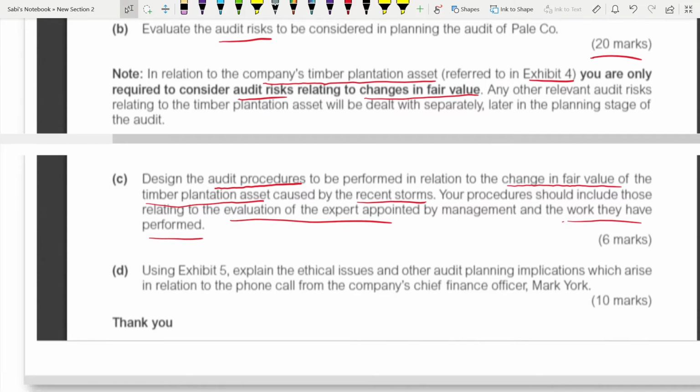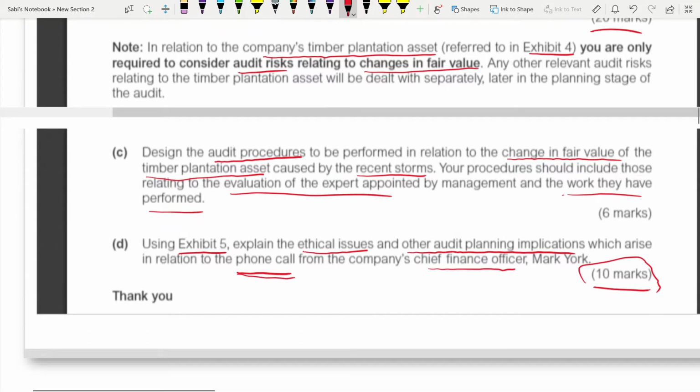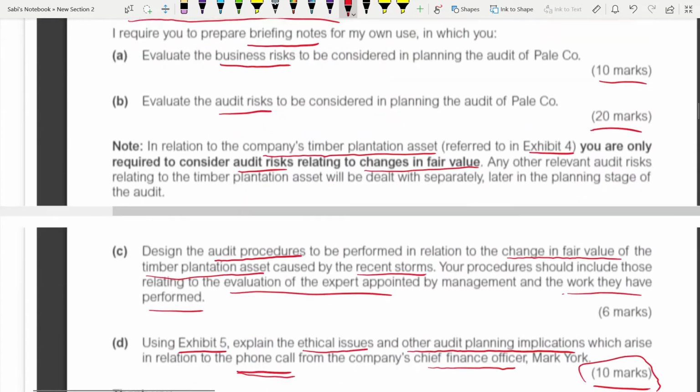D: Using Exhibit 5, explain the ethical issues. Ethical issues are almost always the last requirement they ask. And other audit planning implications. So it's not just the ethical issue, but also other audit planning implications which arise in relation to the phone call from the company's chief finance officer, for 10 marks. So these 10 marks are not wholly for the ethical issue. They are partially for the ethical issue and partially for other audit planning implications. This relates to the phone call, so be very specific. So there are 4 requirements that you have to answer.